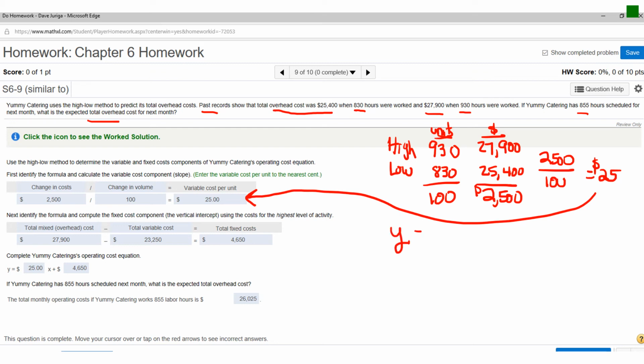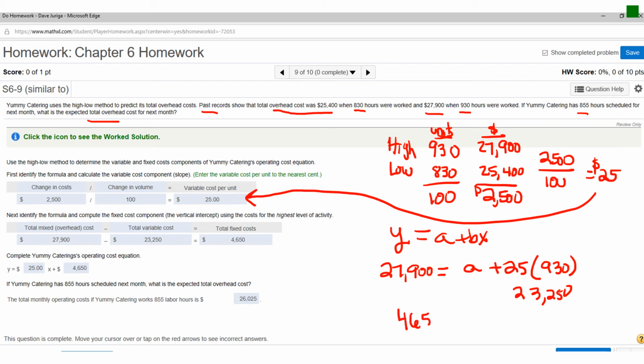So then I go to my equation, y equals a plus bx, and I pick a high point because I'm going to solve for my fixed cost. So 27,900 is my total cost at the high point, equals a plus $25, which is my variable cost per unit, multiplied by 930. You're going to back into a. So your total variable cost, I'm going to write this out as 23,250, and then you subtract, you're going to get 4,650 equals a. Notice that would be your fixed cost.